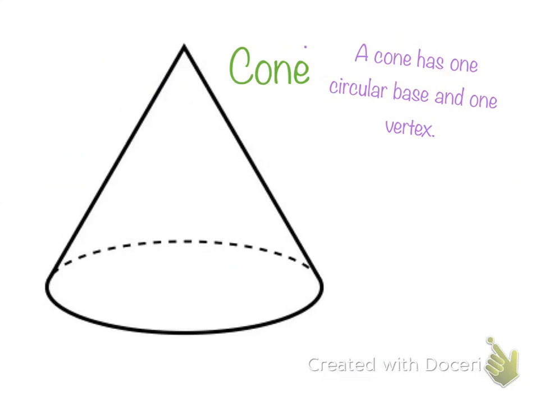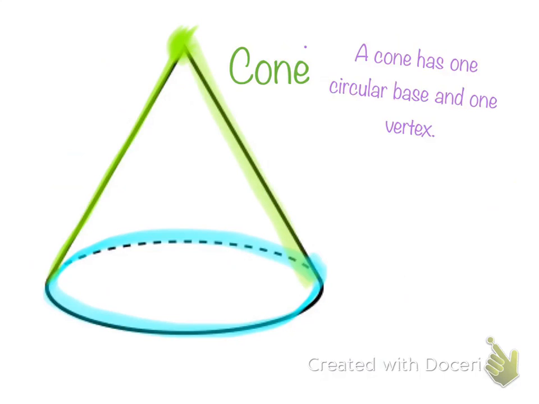Next we have a cone. A cone has one circular base at the bottom and one vertex at the top. So not much to describe the cone other than that. One vertex being up here at the top, and then our circular base.